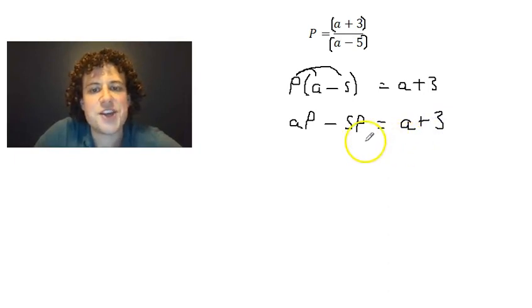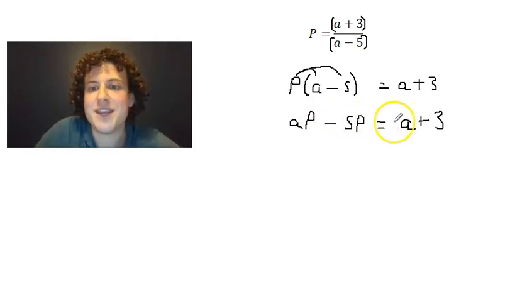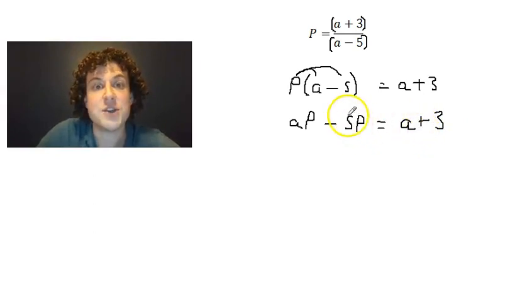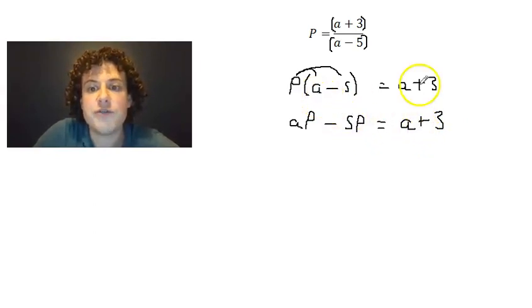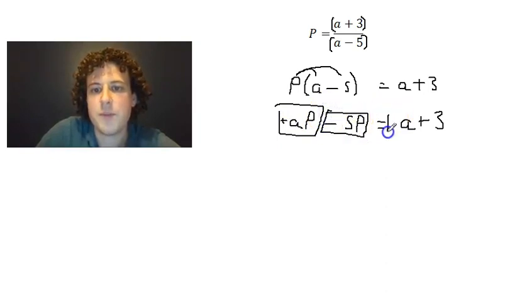So now I've multiplied out the bracket. I've got AP minus 5P. Sorry, it looks a bit like an S. 5P equals A plus 3. So now we've got 4 boxes. Okay, we've got plus AP here, and you could write the plus in if you're going to forget. We've got minus 5P here. We've got plus A here. Again, you can write in the plus if you're going to forget it. And we've got plus 3 here.